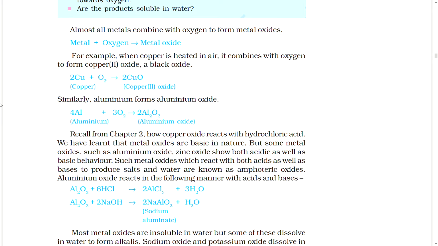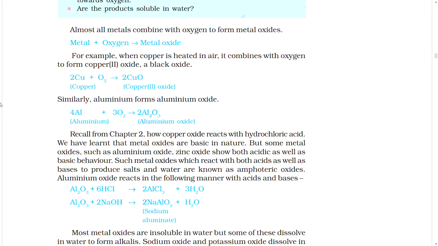Almost all metals combine with oxygen to form metal oxides. Metal plus oxygen gives metal oxide. For example, when copper is heated in air, it combines with oxygen to form copper(II) oxide, a black oxide. 2Cu + O2 → 2CuO, copper(II) oxide. Similarly, aluminium forms aluminium oxide. 4Al + 3O2 → 2Al2O3, aluminium oxide. Recall from chapter 2 how copper oxide reacts with hydrochloric acid.